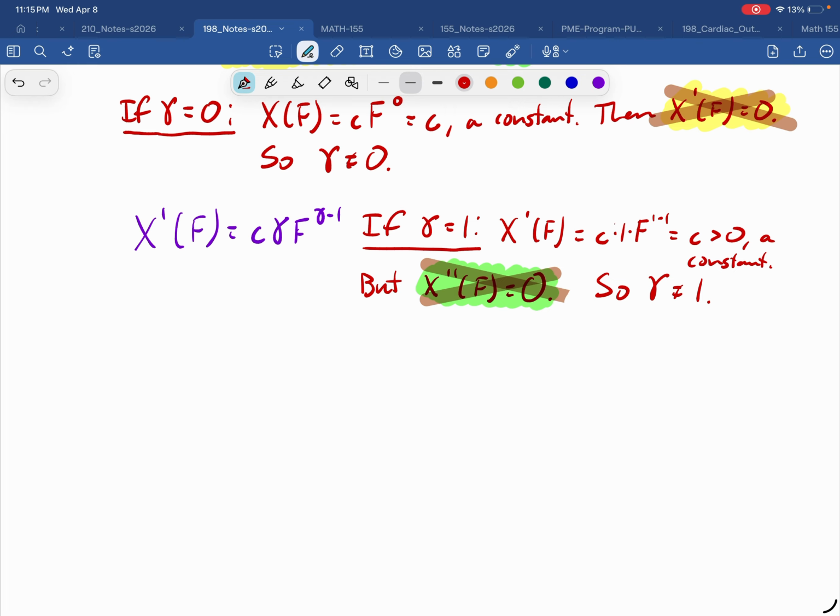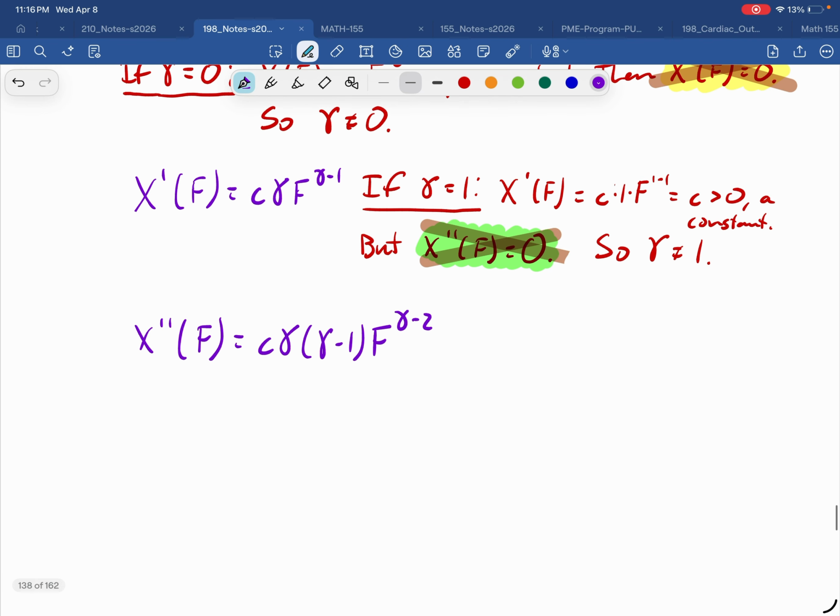All right, so back to our differentiation. Okay, so we have this guy. We're just going to keep that in mind. And then we're also going to take the second derivative. X double prime of f is going to equal c gamma minus 1 f to the gamma minus 2. And we can do this because we've ruled out the possibility of gamma being 1 or 0, right? So we can just use the power rule. It just works like that.